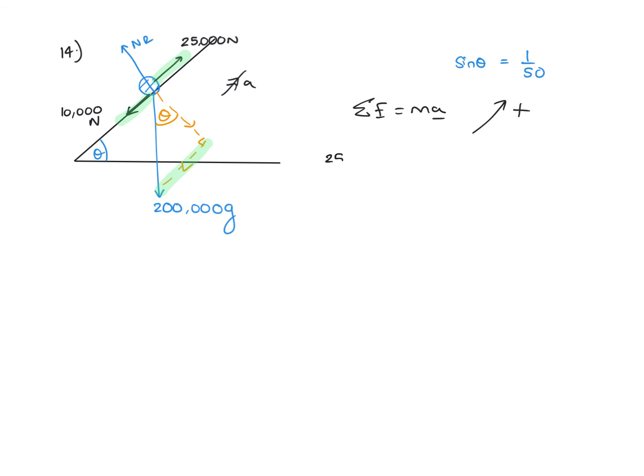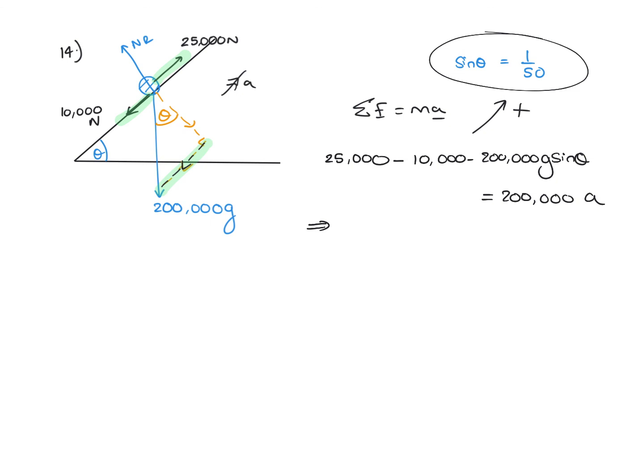So up the slope I have 25,000, down the slope 10,000, minus 200,000 g sine theta, so that's this component here, and that equals the mass, which is 200,000, multiplied by the acceleration. I know that sine theta equals 1/50th, so I can sub that in here, and then working out the acceleration, this comes to minus 0.121 meters per second squared, which makes sense, it's decelerating.